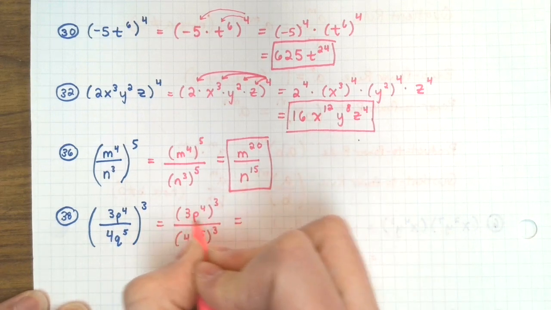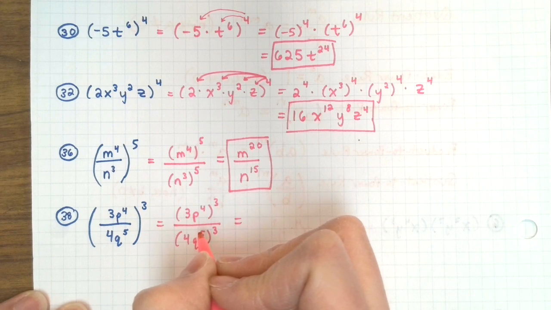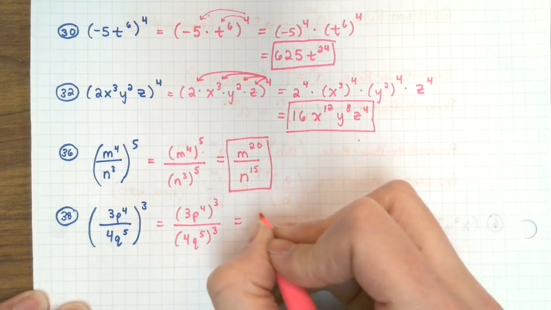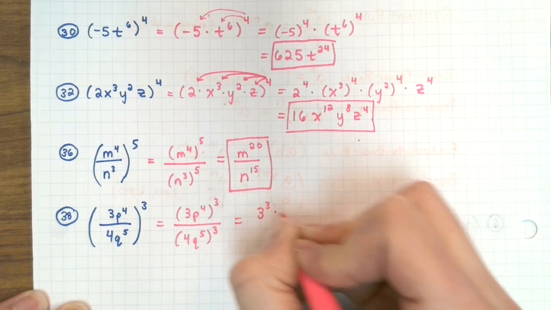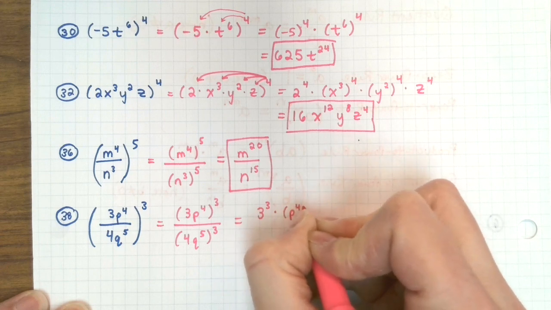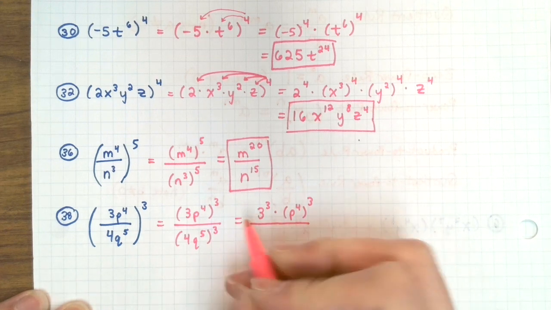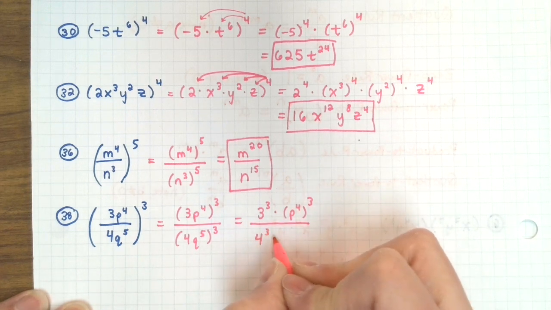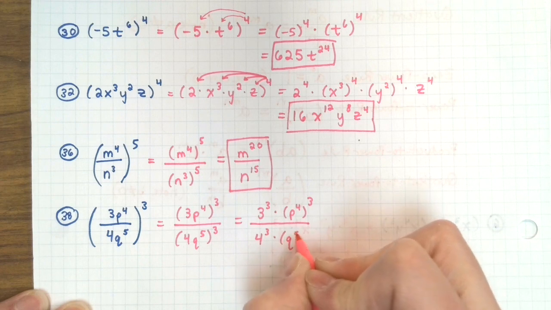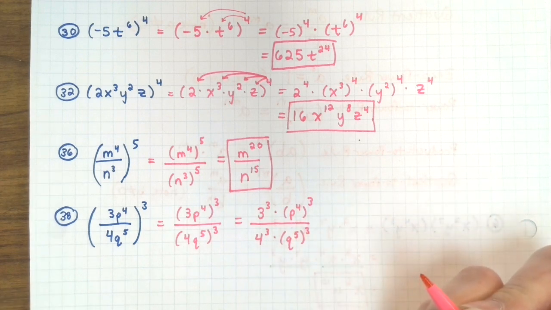This is now where that product to power rule is going to come into play. So this is going to be 3 to the 3rd times and then p to the 4th to the 3rd, because again, we need to distribute to both parts of this factor. Same thing on the bottom. We're going to have 4 to the 3rd times, and this is going to be q to the 5th to the 3rd.